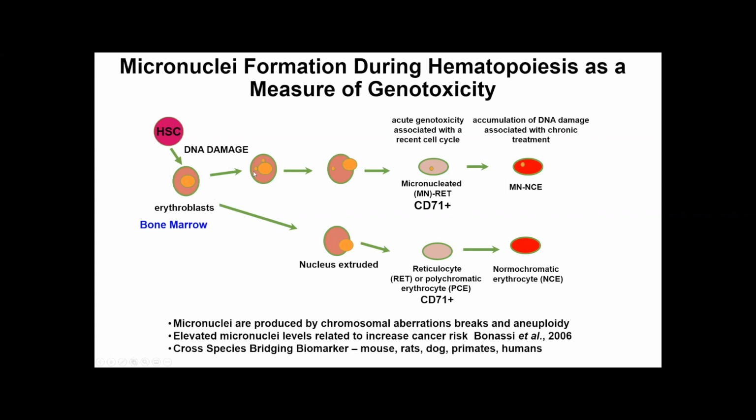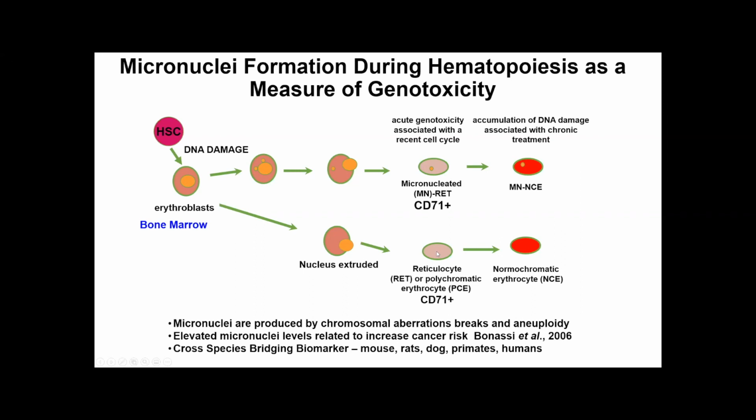Again, the cells divide, they form micronuclei, as I showed earlier, just like in vitro. But what happens is the big nucleus gets extruded and the micronucleus stays behind. So basically, this is happening in the bone marrow as it exits into the peripheral blood. A day later, you can see micronucleated reticulocytes.